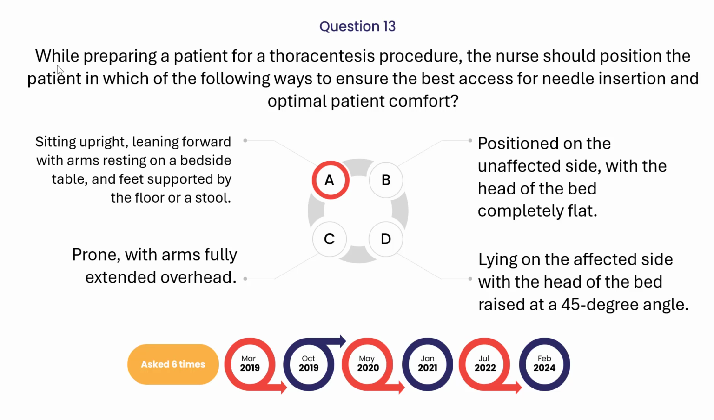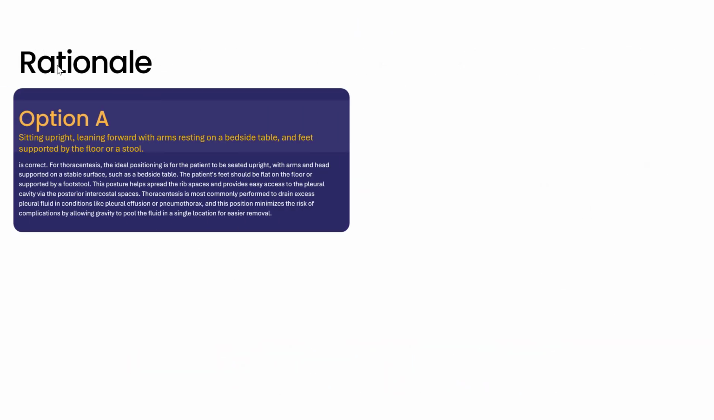Sitting upright, leaning forward with arms resting on a bedside table and feet supported by the floor or a stool. A is correct. For thoracentesis, the ideal positioning is for the patient to be seated upright, with arms and head supported on a stable surface, such as a bedside table. The patient's feet should be flat on the floor or supported by a footstool.